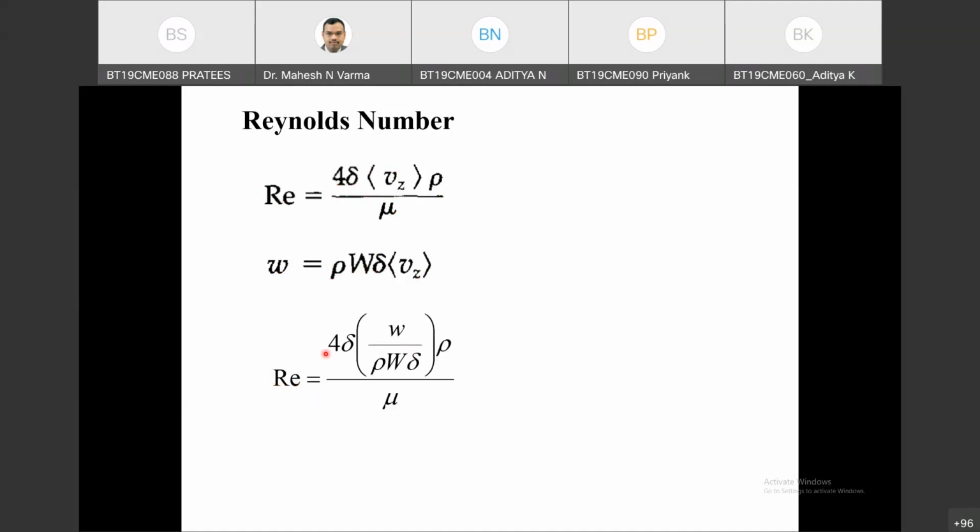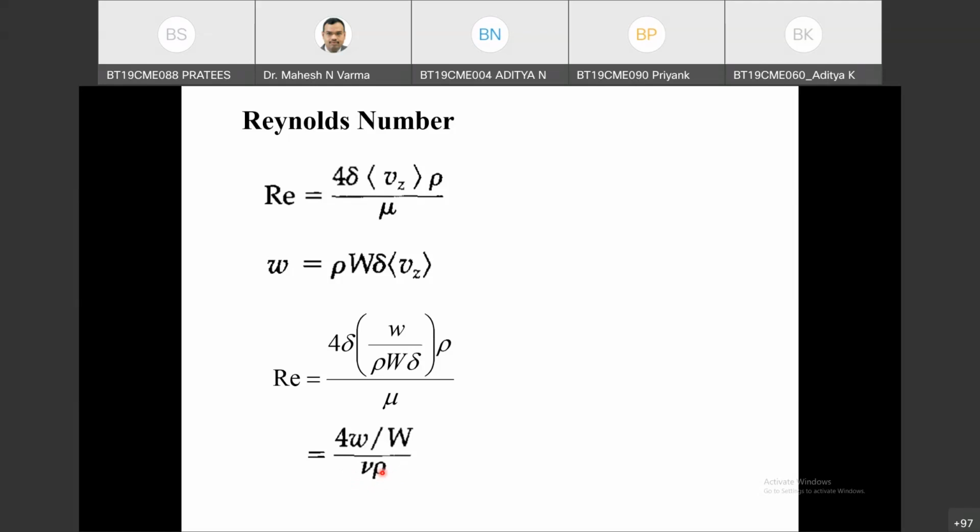So the Reynolds number will be equal to 4 into delta into mass flow rate divided by density W delta. The density will get cancelled out, and the delta will get cancelled out. So what we get is 4 into mass flow rate divided by W into mu. So you substitute this and you get a Reynolds number value. What is the Reynolds number value?